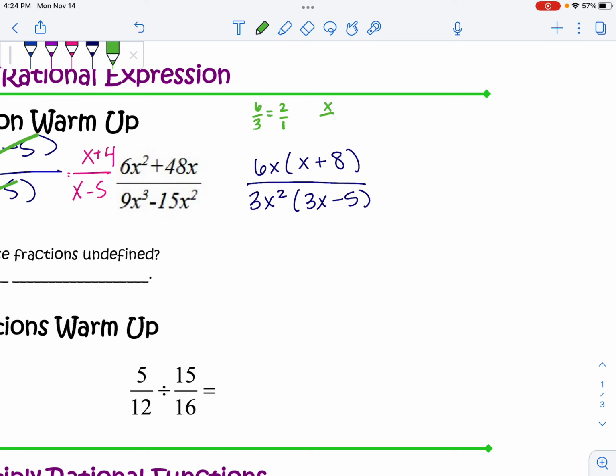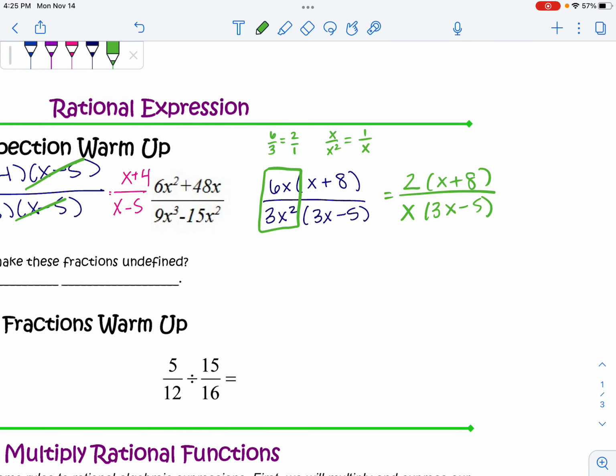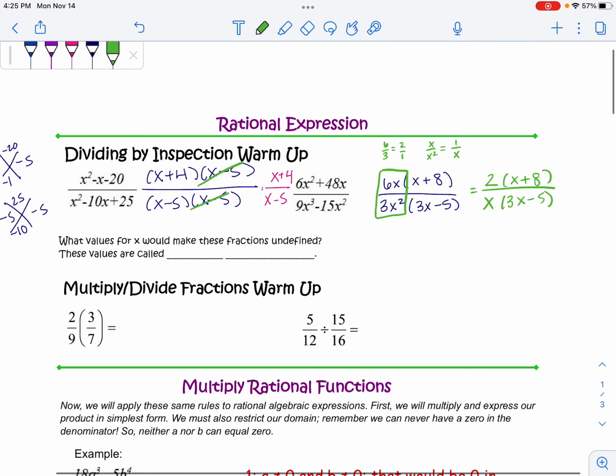And then the x over x squared. Now I'm going to look at the x's. Does this reduce? Well, if I have an x divided by x times x, that would become 1 over x. So put that together, and I have 2 times 1 in the numerator, 1 times x in the denominator, and then those factors, x plus 8 over 3x times 3x minus 5. Again, this is just a quick review from what we've done before, but if you're not sure about how to simplify these two or anything that I did here, make sure that you're getting some help before moving on.